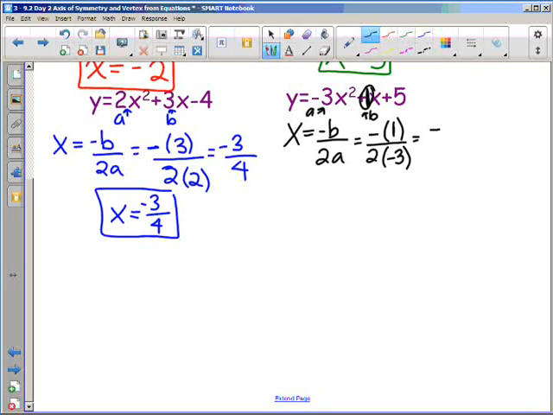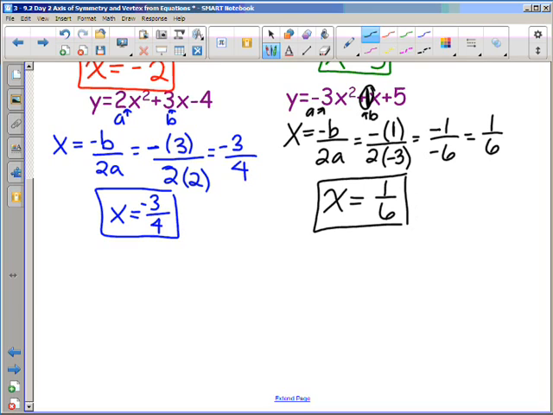Leaves me with negative 1 on top, and 2 times negative 3 is negative 6. 2 negatives divided turns into positive 1/6. Now we don't leave our answer like that. We always write axis of symmetry as x equals 1/6. Now yesterday, if we had a graph, we wouldn't be able to tell that the axis of symmetry is at 1/6. So looking at this equation now, it helps us.